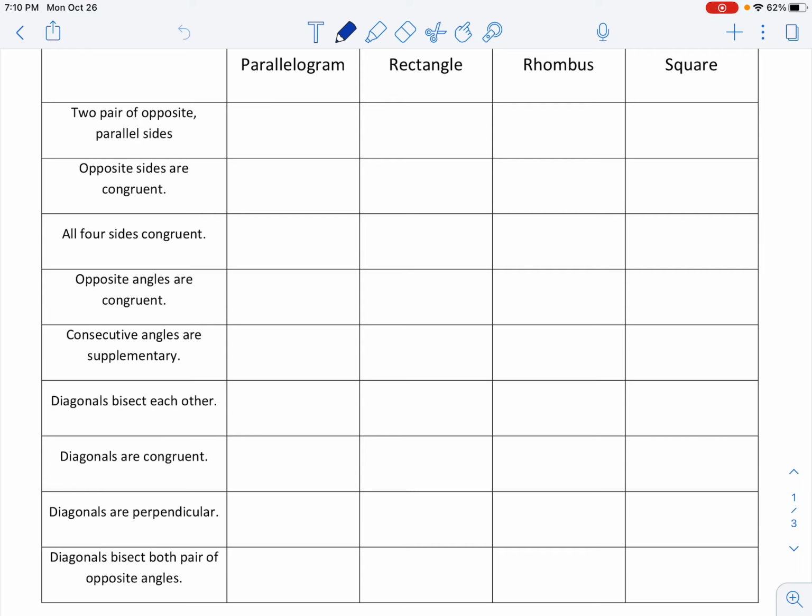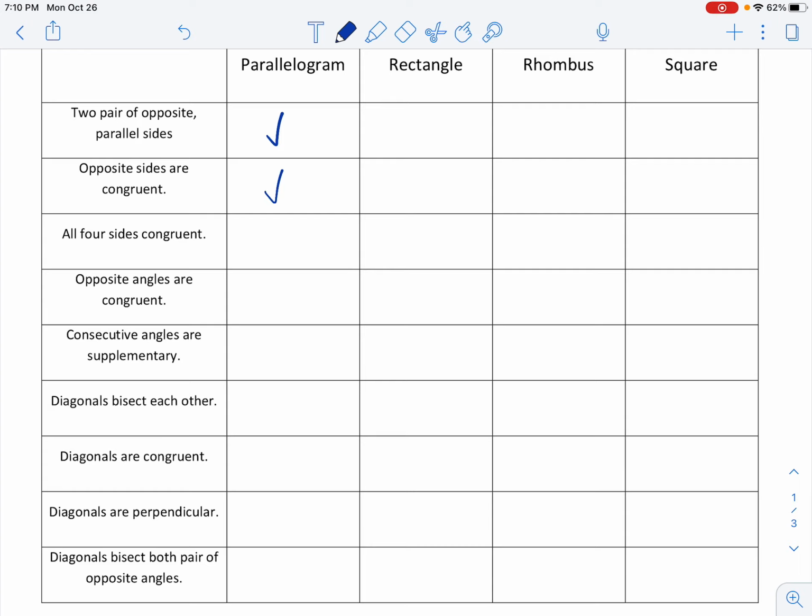Does a parallelogram have 2 pair of opposite parallel sides? It sure does. That's the definition of a parallelogram. 2 pair of opposite parallel sides. Now, does a parallelogram have opposite sides that are congruent? Again, it sure does. That is another property for parallelograms.